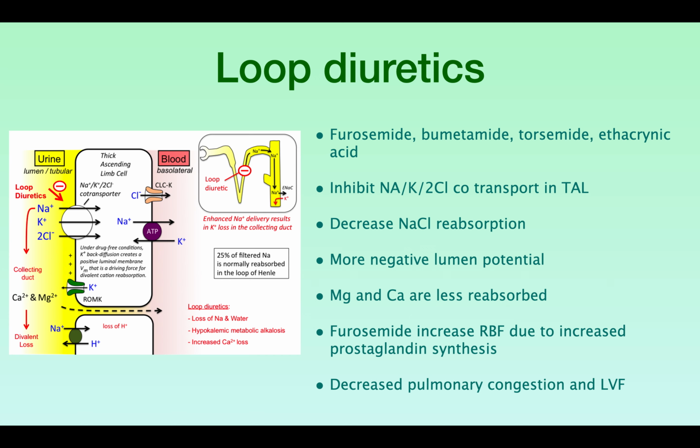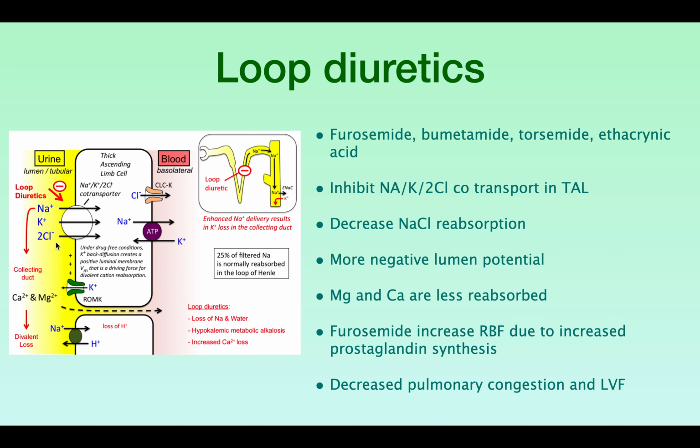Loop diuretics, furosemide is the most common. They inhibit the ionic cotransporter in the thick ascending limb, and it decreases sodium chloride reabsorption. It makes that lumen negative, and so less magnesium and calcium is absorbed. And then the potassium back diffusion causes that positive lumen membrane, which is going to be the driving force. Positive on the blood side, negative potential on the urine lumen side.